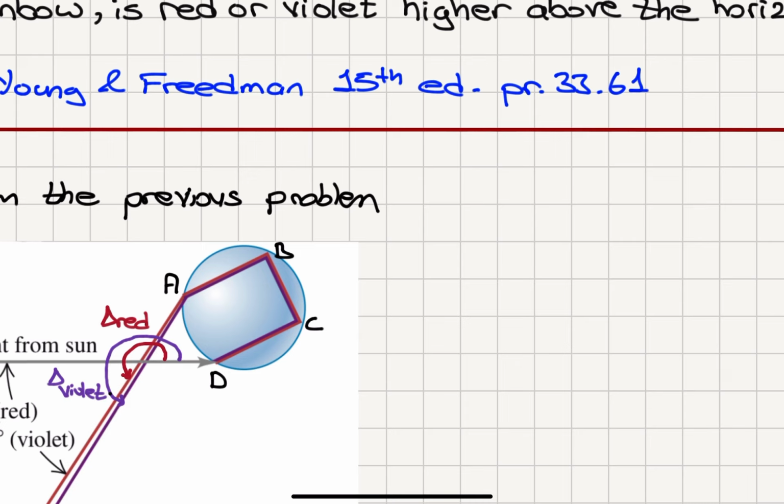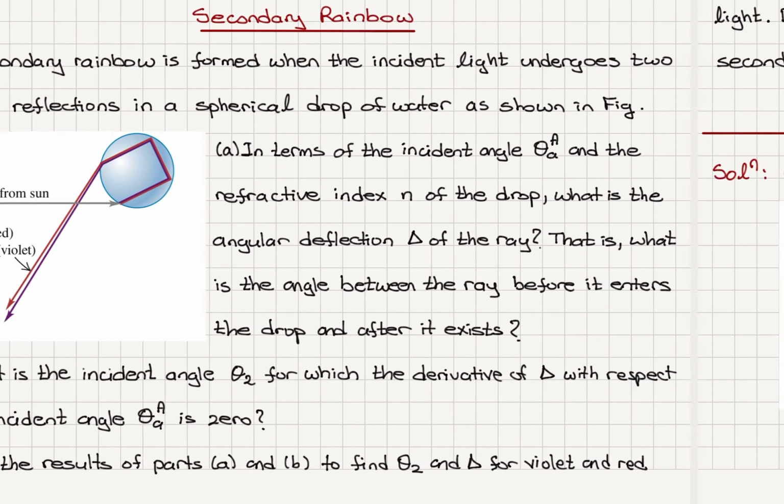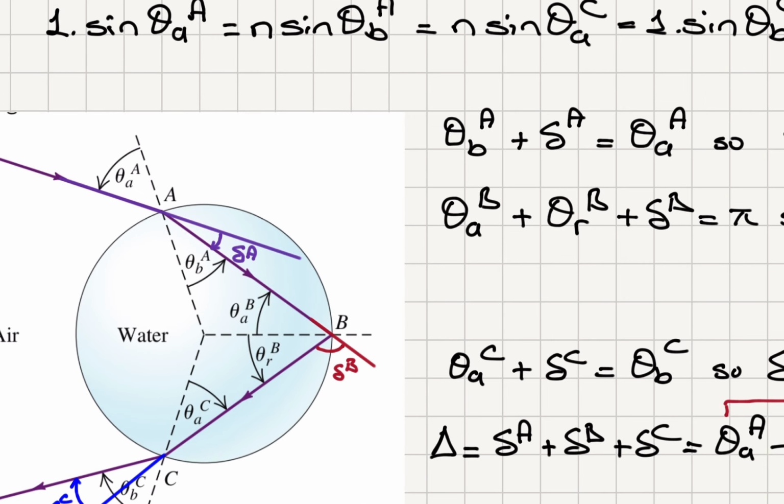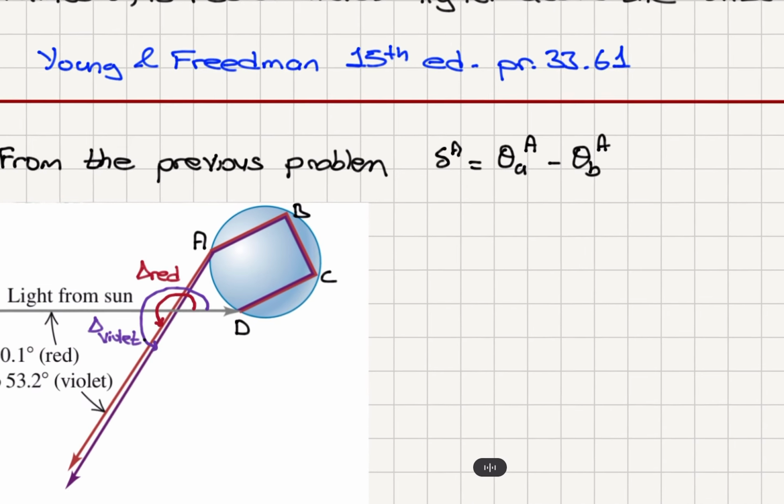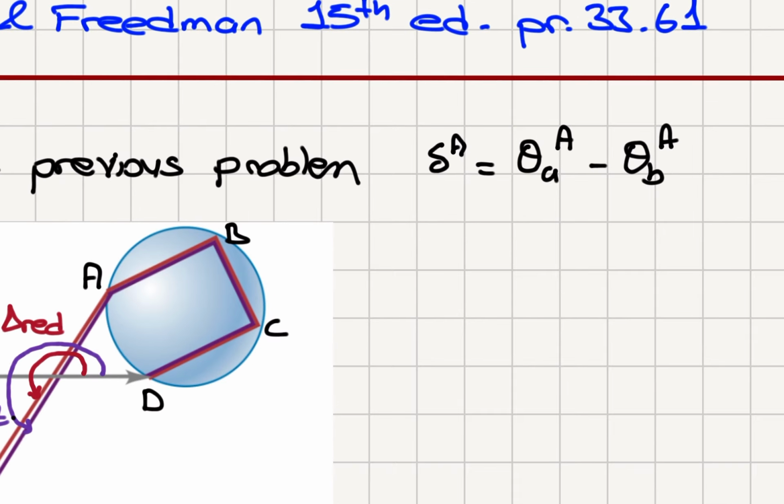From the previous problem, we already know that the angular deflection at point A, delta A, is equal to the angle of incidence at point A minus the angle of refraction at point A. Now we go to point B. This time, the angular deviation at point B is equal to pi minus twice the angle of refraction at point A.